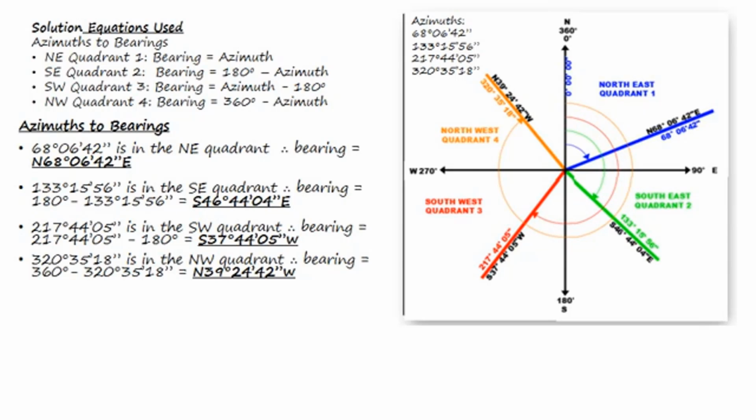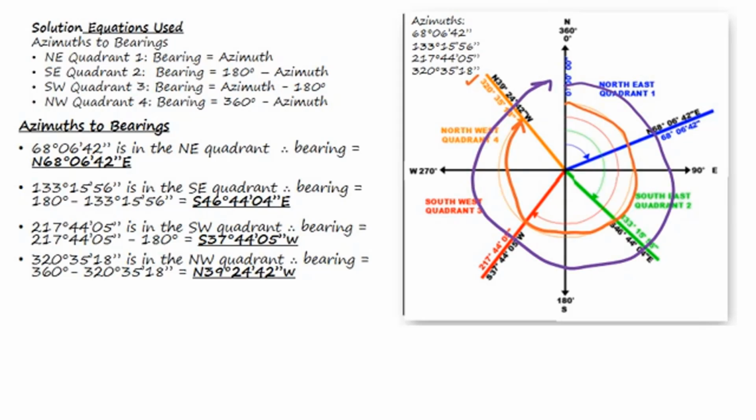The next quadrant that we're in is going to be the fourth quadrant, our northwest quadrant. So we know that this angle here is 320 degrees, and we know full circle is 360. So we're going to take 360 minus the 320, 35, 18, and it's going to give us this angle right here. So it's going to be 39 degrees, 24 minutes, 42 seconds, but we're going to put northwest on that. So it's north 39, 24, 42, west.